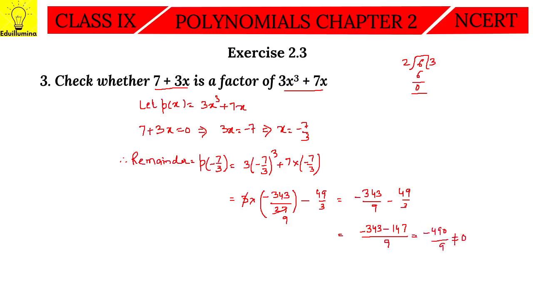तो यहाँ पे देखा हमने कि रिमाइंडर 0 नहीं आया, So therefore we can say 7 plus 3x is not a factor of given polynomial.